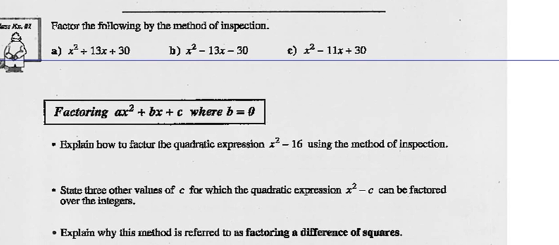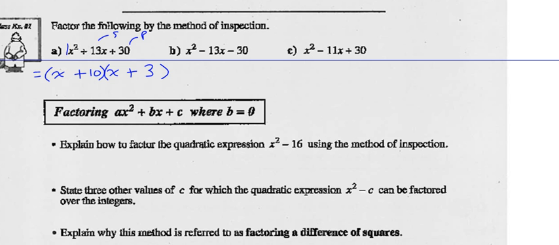Factor the following by the method of inspection. There's a 1 in front of the x squared term, so I'm just going to make my two sets of brackets. The only way to get to x squared is to put an x in the front of each bracket. And you ask yourself, what two numbers have a sum of the middle term 13? So what sums to 13 and multiplies to 30? The two numbers that add to 13 and multiply to 30 are positive 10 and positive 3. And you've factored x squared plus 13x plus 30. That's the method of inspection.